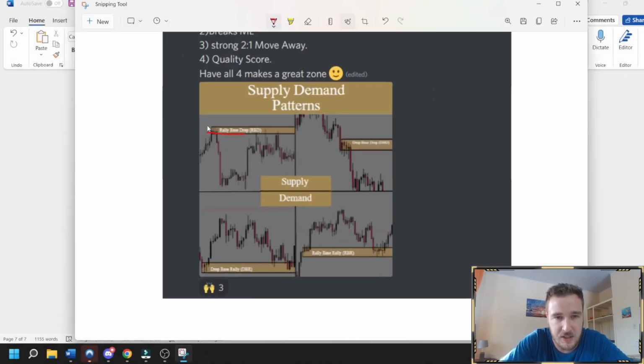I'm going to show you another example, but once again, the base needs to have one of these four patterns. Say, for example, you have a drop base drop, and then prices rally up. That old supply does not become demand, okay? The only way that would happen is if we have, say, a drop base. Let me do it over here. If we have a drop base drop and then prices rally, base rally, then we have a demand zone because it represents demand. Okay?